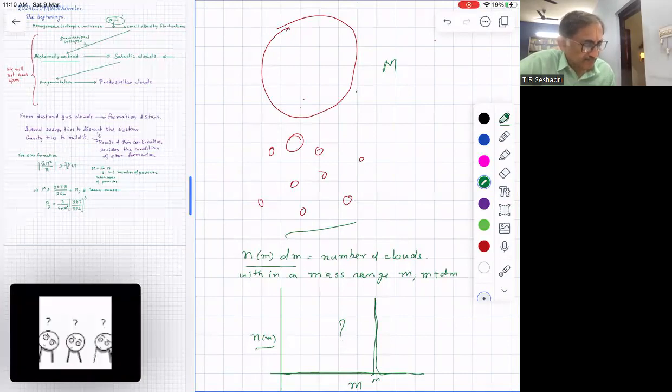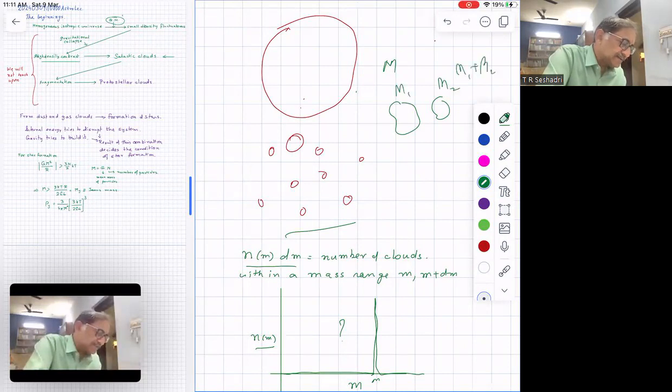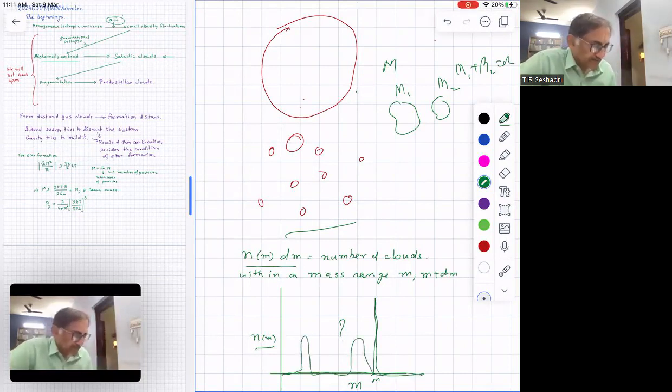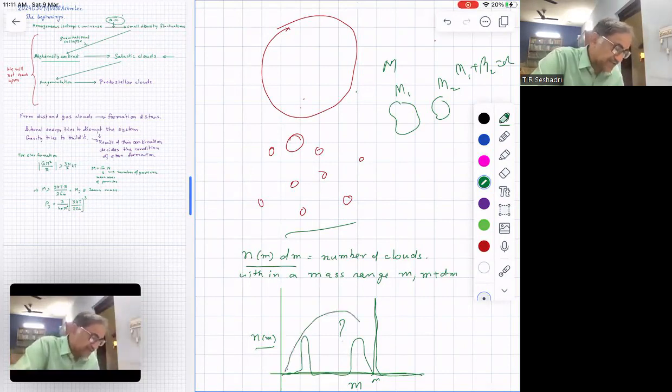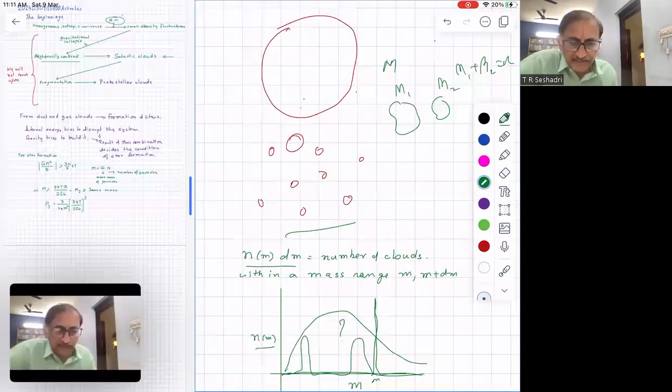Similarly, suppose this were to fragment into two of them, M1 and M2, such that M1 plus M2 equals M. This cloud would have become like this, so this would have been the shape. In general, you will have a kind of continuum shape of different numbers of clouds in different mass ranges.